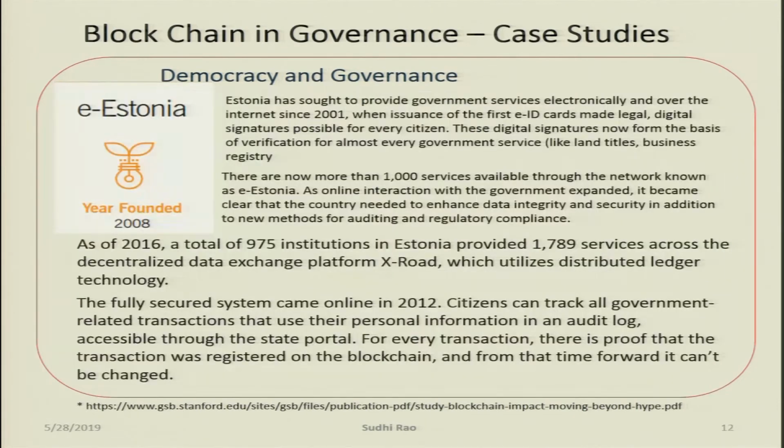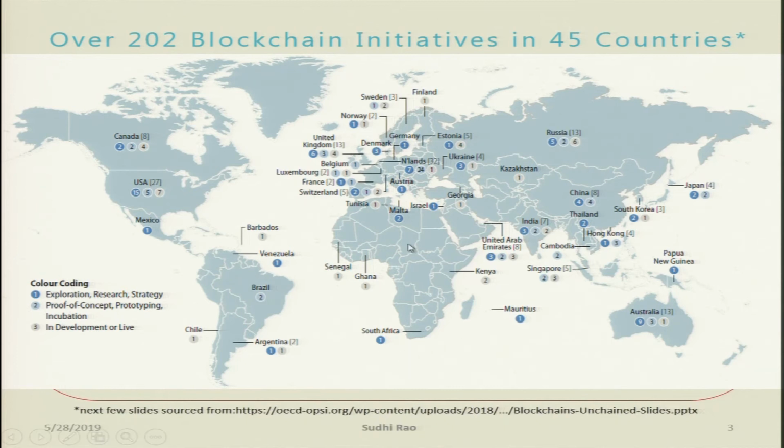Let us look at a governance example. If you search for blockchain and governance on the web, the maximum number of entries you will get is about this country called Estonia. Let us go back and see where Estonia is. Estonia is this little country here. It is between Russia and Finland and the Baltic Sea. In fact, three little countries are there, Estonia, Lithuania and Latvia. These three are together called the Baltic republics. Estonia is the northernmost of them.